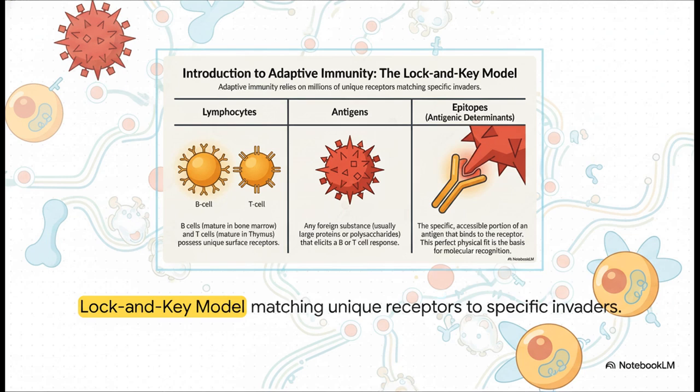Your adaptive immunity relies on B cells, which mature in the bone marrow, and T cells, which mature in the thymus. These cells possess millions of unique surface receptors. You see, they aren't just looking for general bacteria, they're looking for a perfect, exact physical fit with the epitope of a very specific invader. And crucially, through a process called clonal selection, once a single lymphocyte finds its perfect match, it rapidly clones itself to build a massive targeted army.